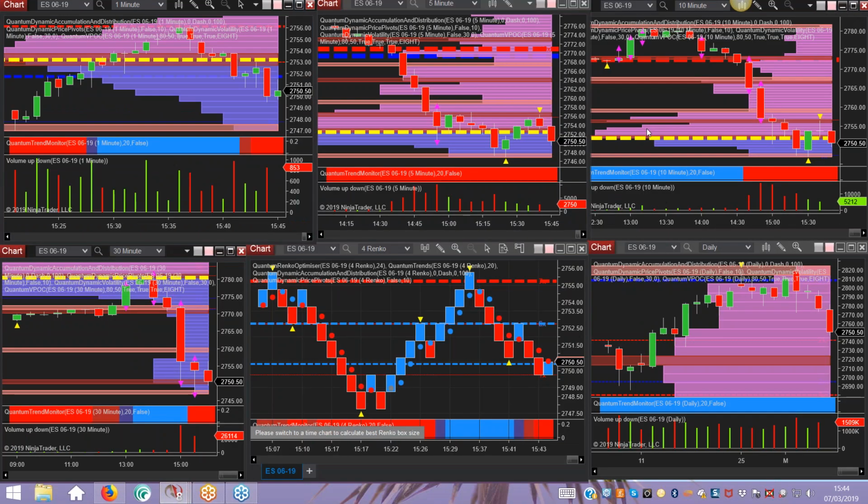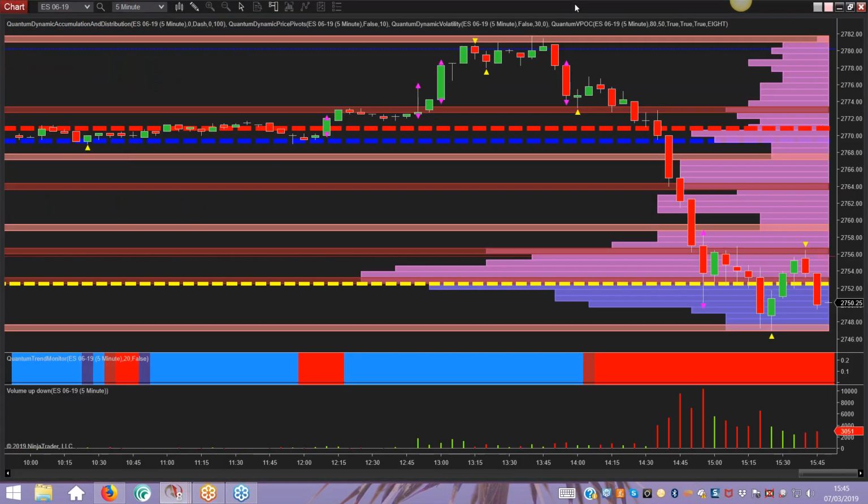And I use that term loosely in terms of 3 minute, 5 minute, 10 minute, and so on and so forth. This is the 5 minute, which really reflects that nicely also. We see some buying coming in. We have a pivot low formed.